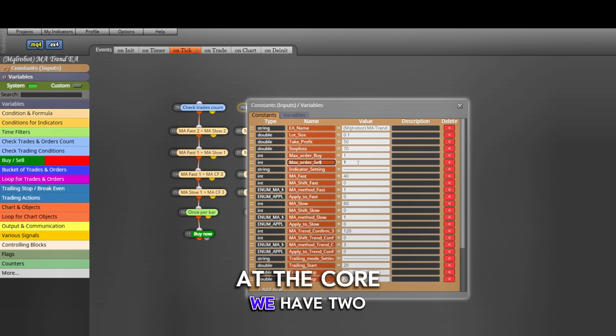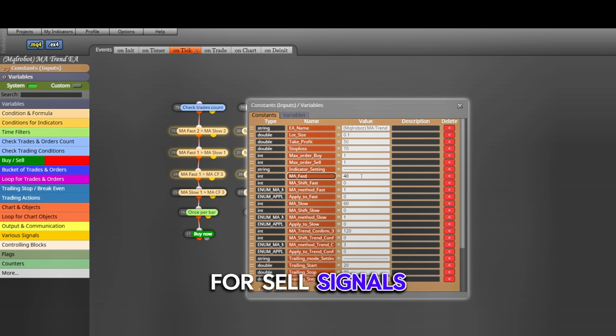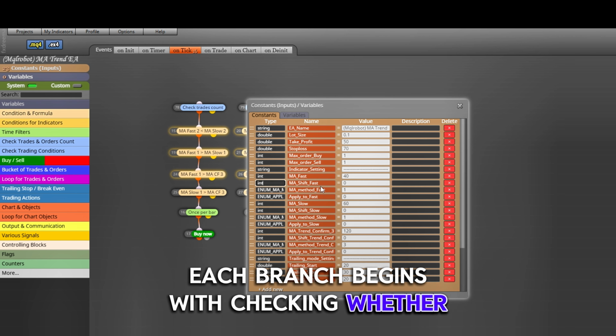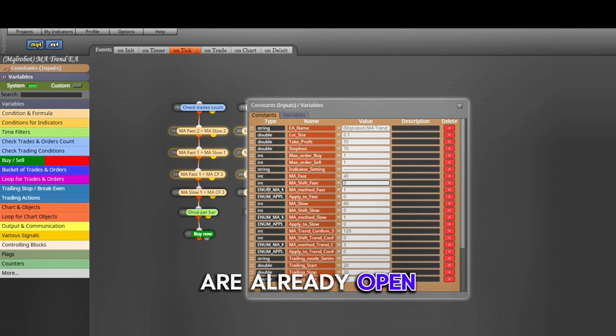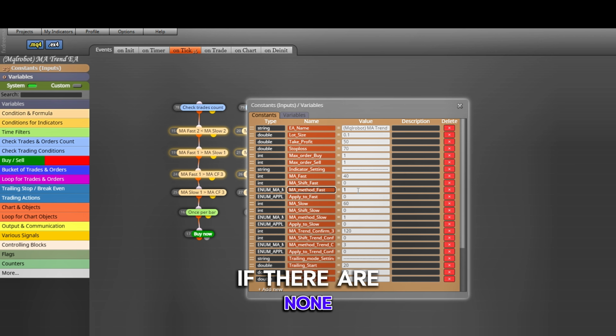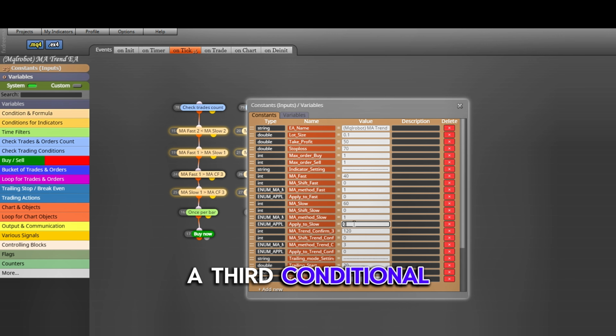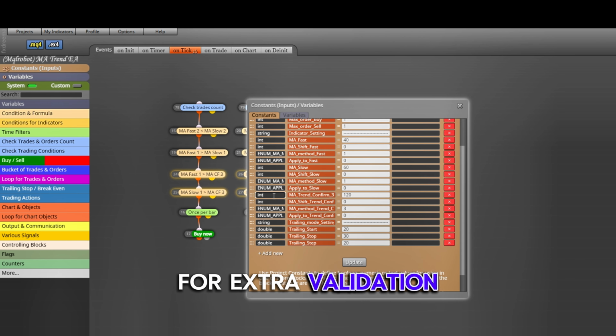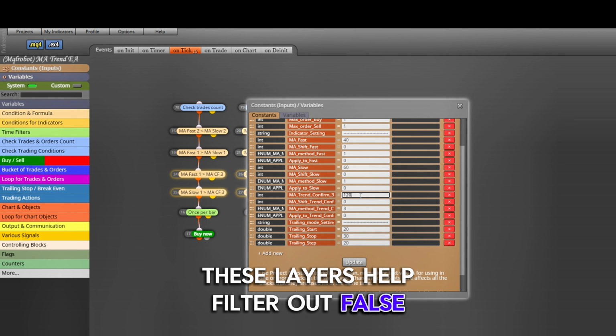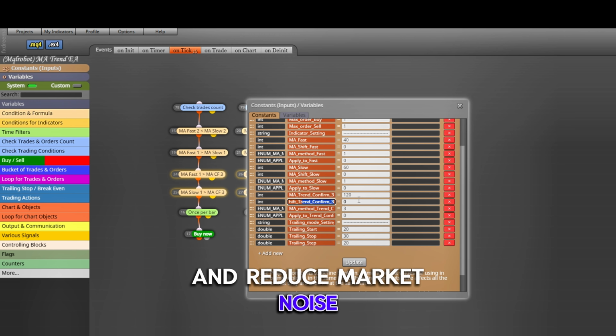At the core, we have two separate branches, one for buy signals and one for sell signals. Each branch begins with checking whether any trades are already open. If there are none, the EA evaluates three moving average conditions. The fast MA must be greater than or less than the slow MA depending on the signal. A second set of MAs confirms the trend. A third conditional filter is applied for extra validation. These layers help filter out false signals and reduce market noise.